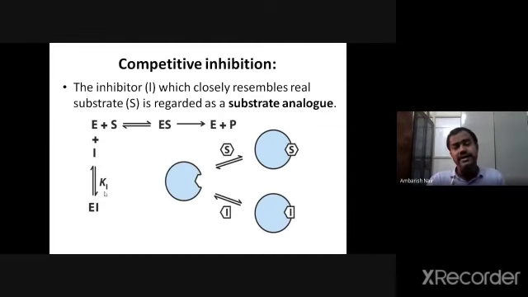The enzyme-inhibitor complex cannot form a product, but the enzyme-substrate complex can form the product. In the picture you can also see an enzyme in blue color which binds with the substrate and forms the enzyme-substrate complex. If you put in the inhibitor, it forms the enzyme-inhibitor complex. The enzyme-inhibitor complex cannot form a product, but the enzyme-substrate complex can. So that's the important thing. It is very important to note that the constant for the enzyme-inhibitor complex is Ki, because we need it further on.